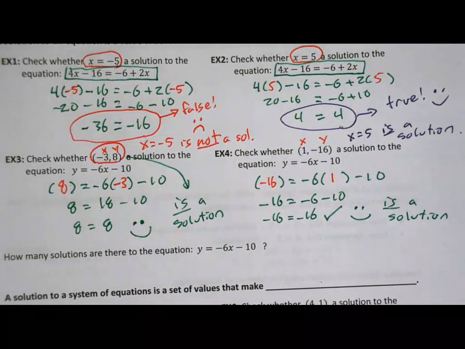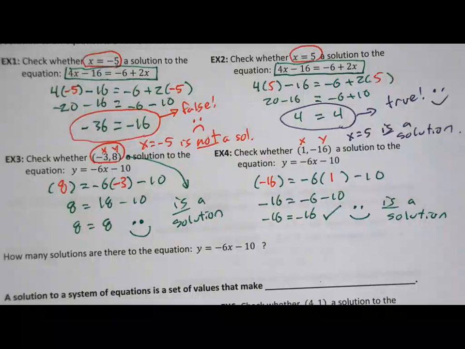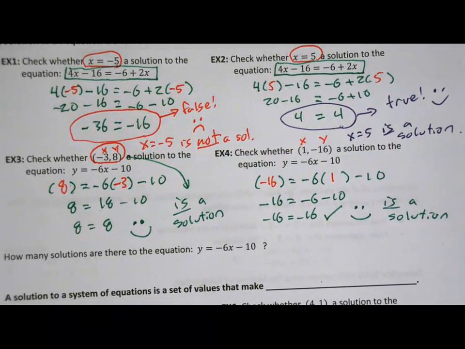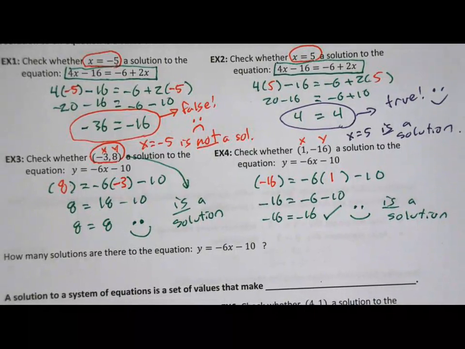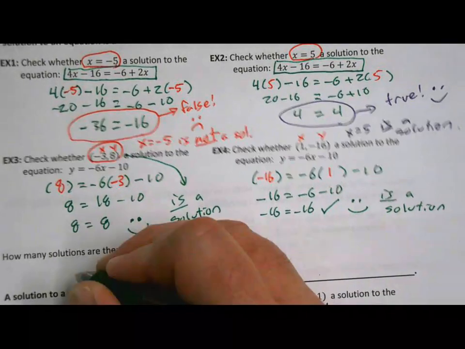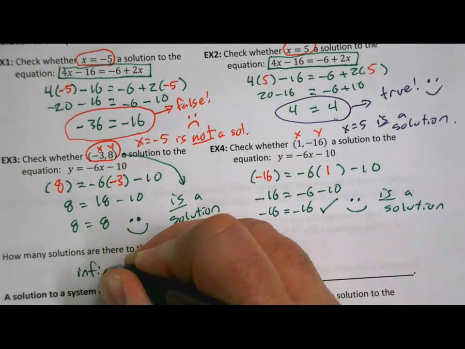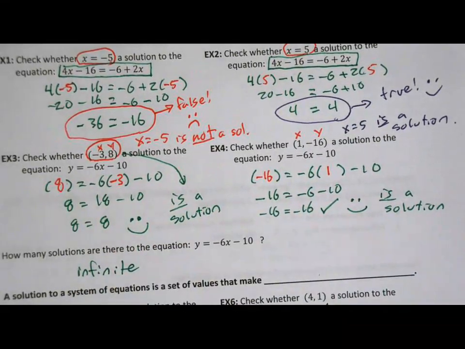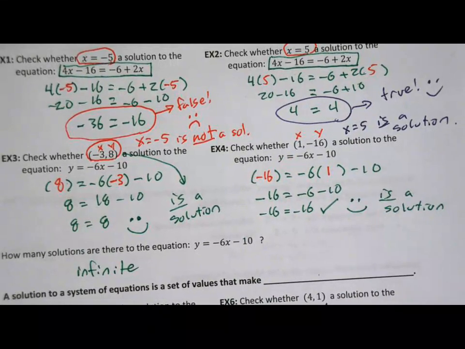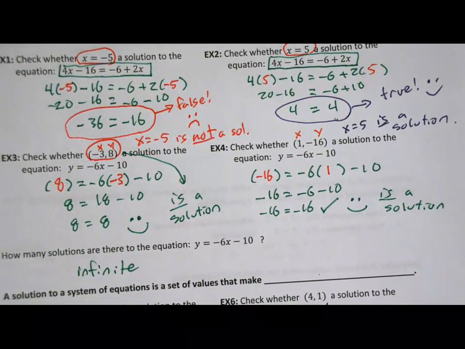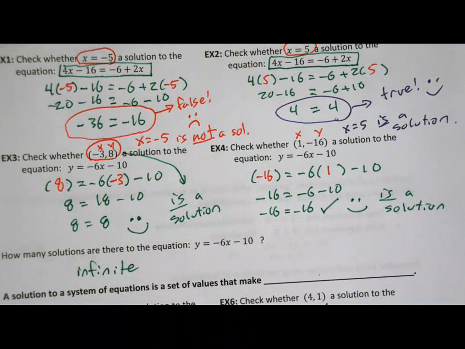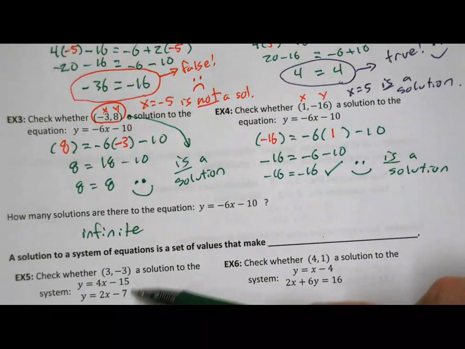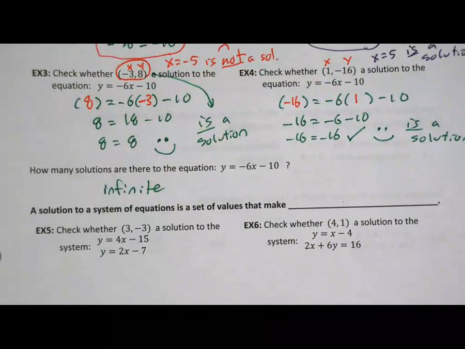Do you think we could find more? Maybe. How many more? Infinite? That's like the most more. Yeah, and it's right. There are an infinite number of solutions to this. If you have an equation with x's and y's and it's just a single equation, there are an infinite number of solutions for it. Now, we're going to actually be dealing with systems, so there are going to be 2 equations, and there will not be an infinite number.